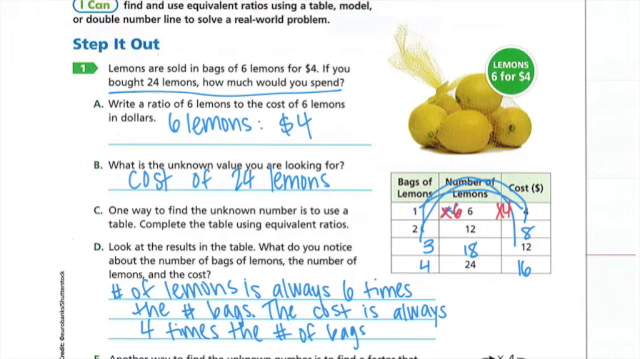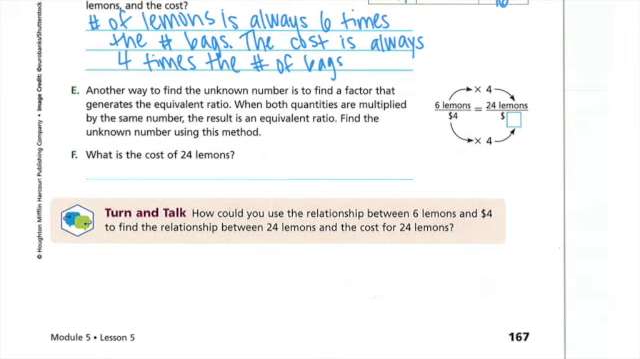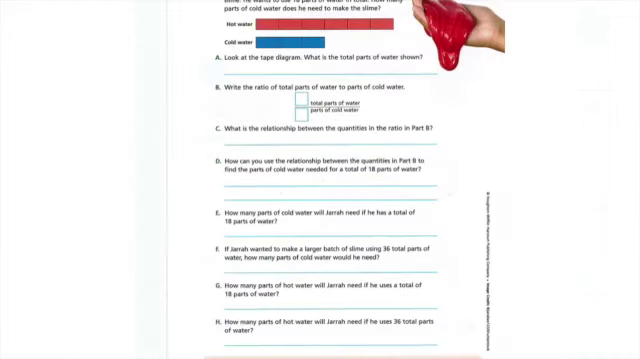All right, another way to find an unknown number is to find the factor that generates the equivalent ratio. When both quantities are multiplied by the same number, the result is an equivalent ratio. Find the unknown number using this method. So this is kind of what we've done already. Well, we know that 6 times 4 is 24, then 4 times 4 is 16. So if we were going to buy 24 lemons, it would cost $16, which we had right there. And notice our times 4. So what's the cost of 24 lemons? $16.